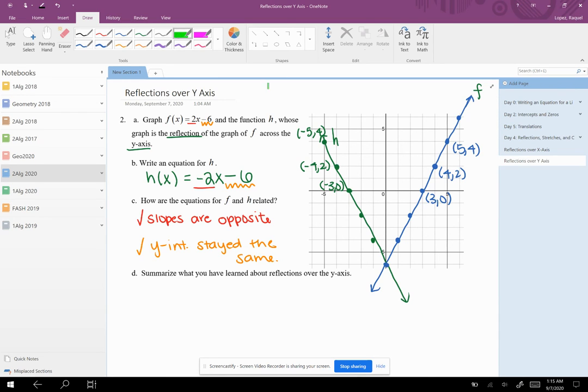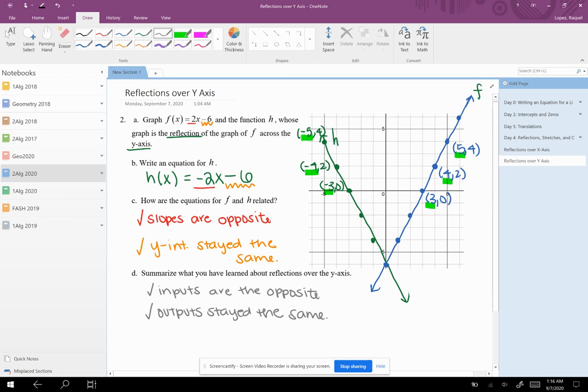Okay. And so now we want to summarize what we learned about our reflections over the y-axis. Well, if we take a look at our inputs, let's see, our input here was 5, whereas over here it was -5. Input here was 4, whereas over here it was -4, 3, and -3. So we can say that our inputs are the opposite. And if we look at the y values of those coordinates, they stayed the same. So we could say the outputs stayed the same.